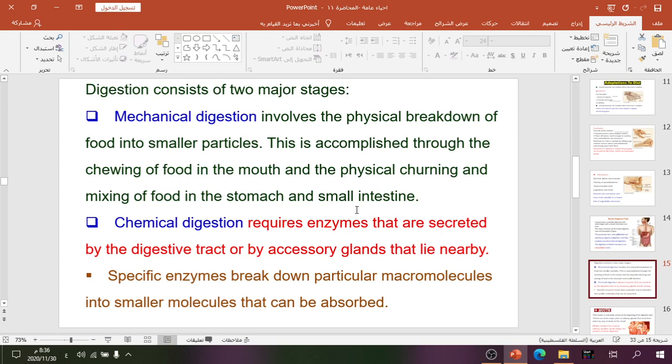stomach and small intestine. Chemical digestion requires enzymes that are secreted by the digestive tract or by accessory glands that lie nearby. Specific enzymes break down particular macromolecules into smaller molecules that can be absorbed.